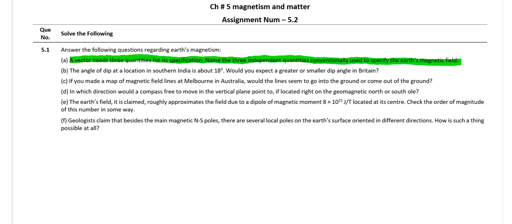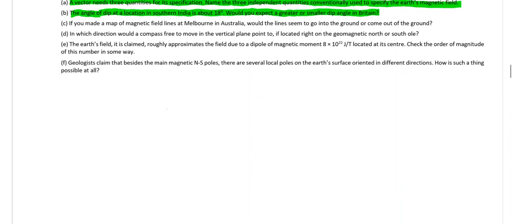The second question: the angle of dip at a location in southern India is 18 degrees. Would you expect a greater or smaller dip angle in Britain? Now, to answer this question, let us first understand the situation. What do we mean by dip angle, and why does it change?